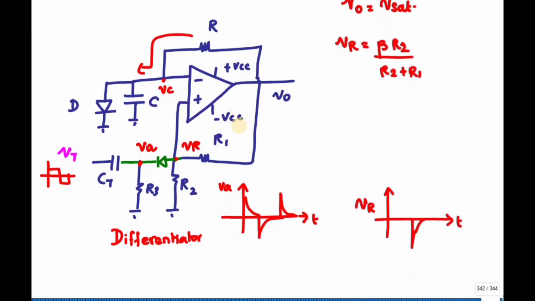So you can see the voltage across the capacitance is 0.7 volt, and my output V naught is at V saturation. This is the initial condition. Now I am going to apply the trigger pulse here.